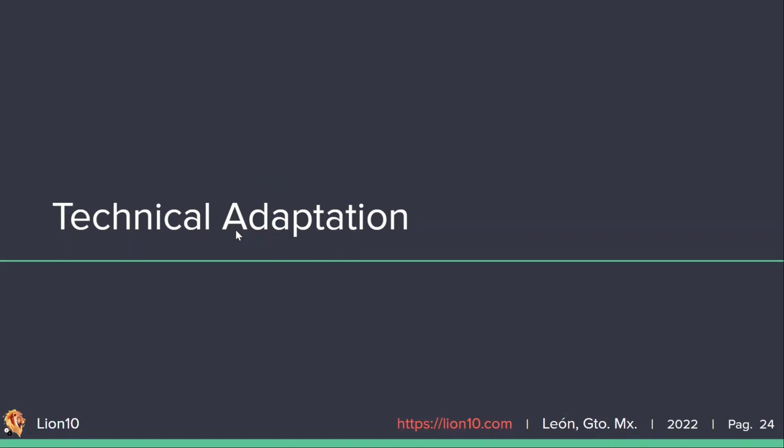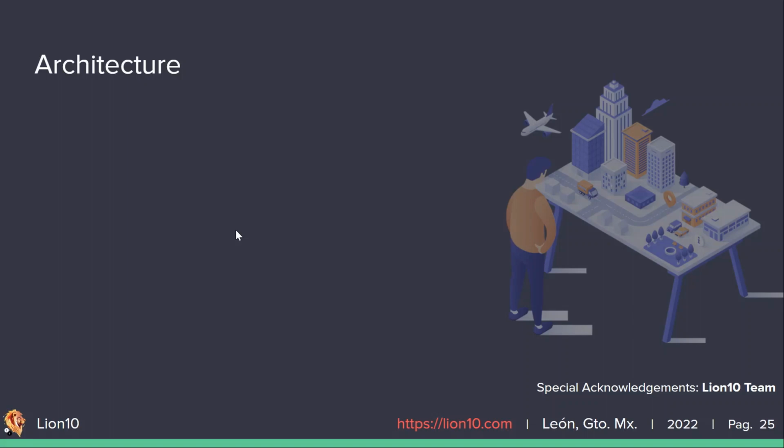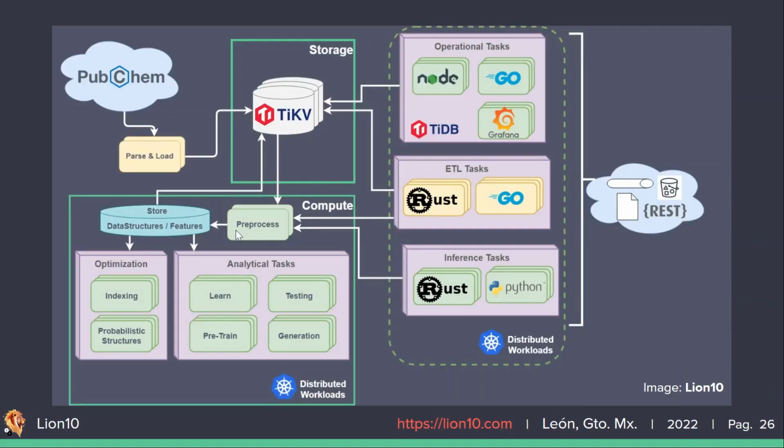So now let's talk about the technical adaptation. First, we're going to briefly cover the technical architecture that we designed at line 10 for the distributed system use case. Okay, so these are all the components that we designed that comply with the distributed system framework, so to speak.